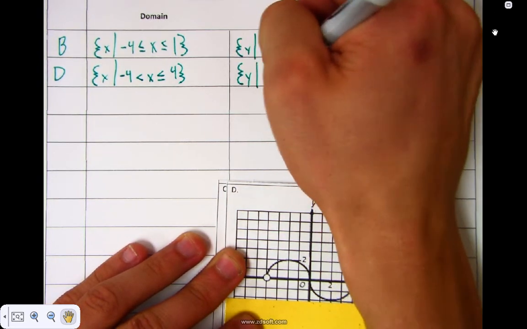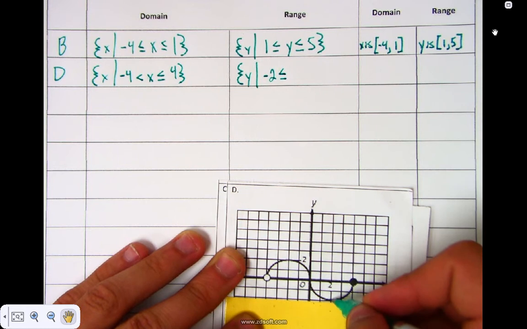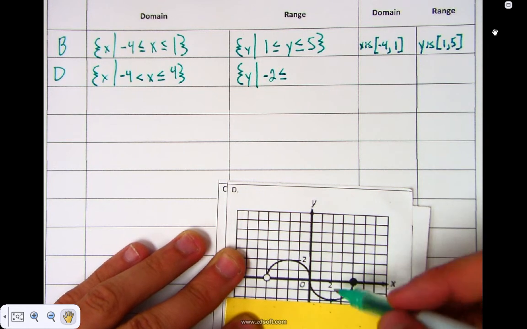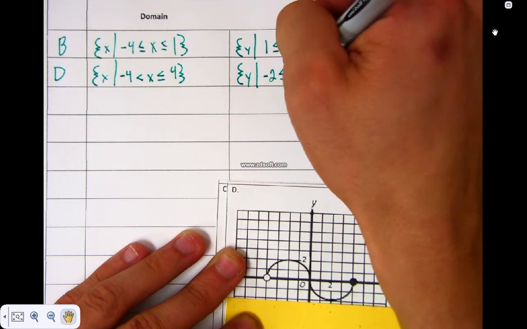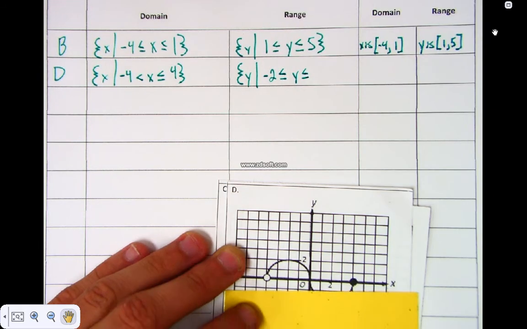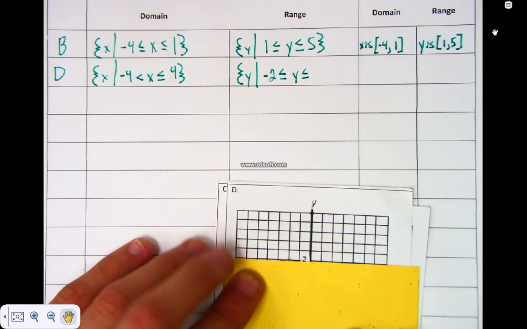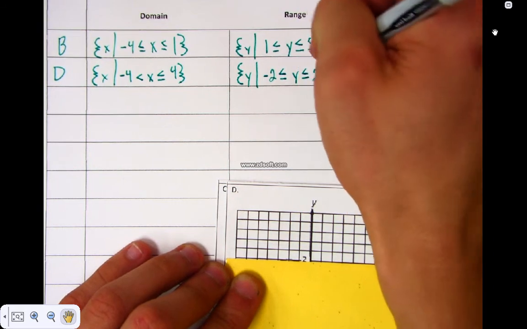Less than or equal to, right, because there's no closed dot here. So less than or equal to y, which is less than or equal to, as I go up I can see there's the top of my graph, 2. Close it off.